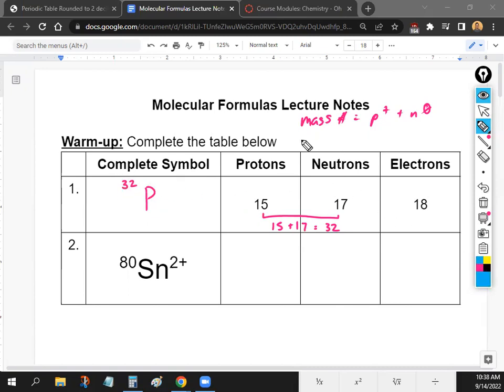The next number that you need to put is the charge. Charge is going to be protons minus electrons. So we've got 15 and 18, and we just do 15 minus 18, which gives us, yeah, -3. So we'll get 3 minus on the top right.